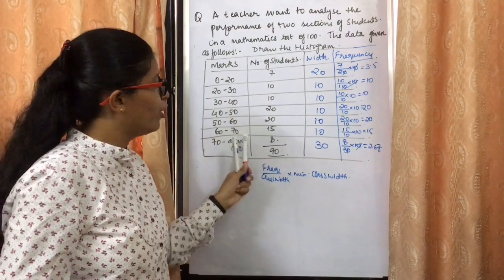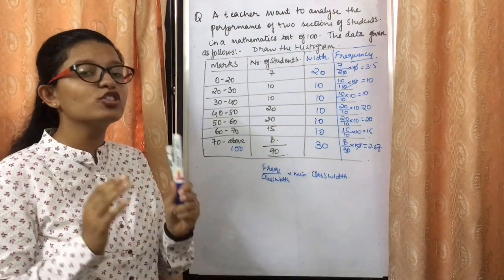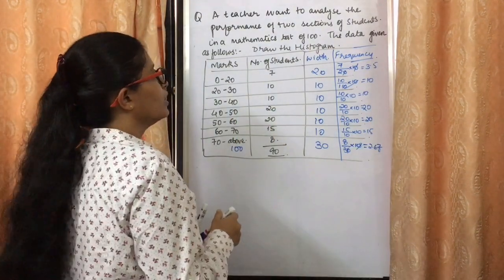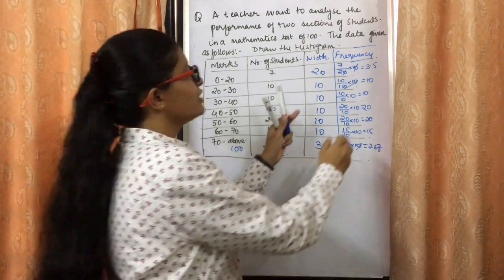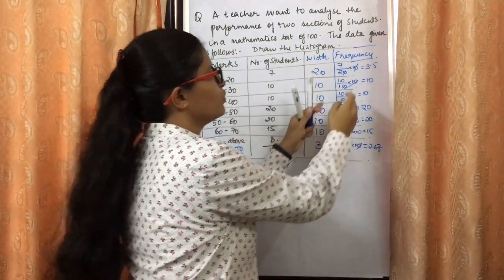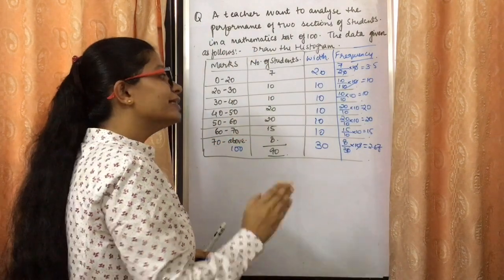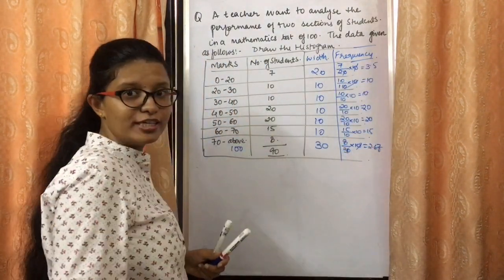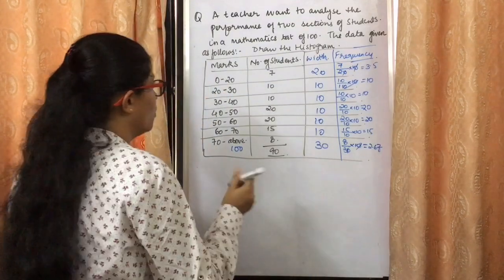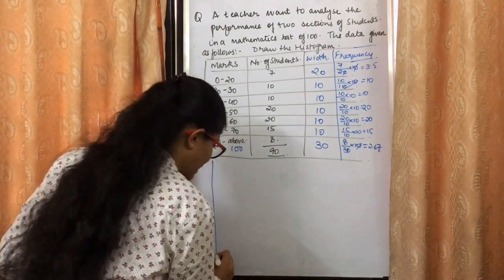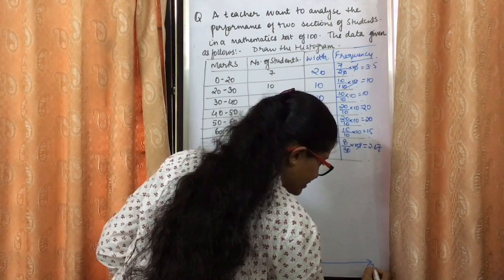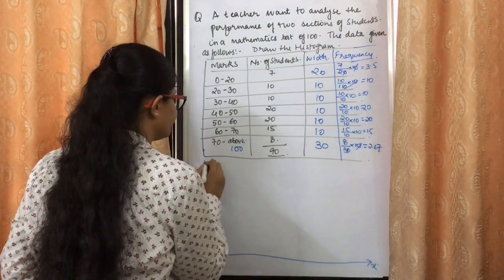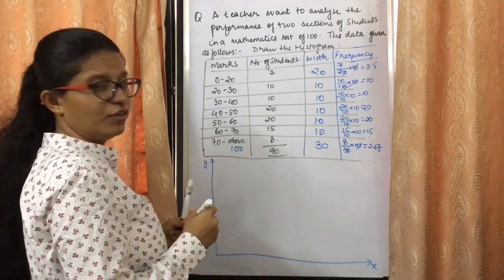So it is very important to check whether the class width is constant or not. Now according to this class width we have adjusted the frequency. Now we can plot the histogram with the new frequency which we have calculated over here. Let's see how. Again we will be having class intervals on x-axis and the frequencies on the y-axis.